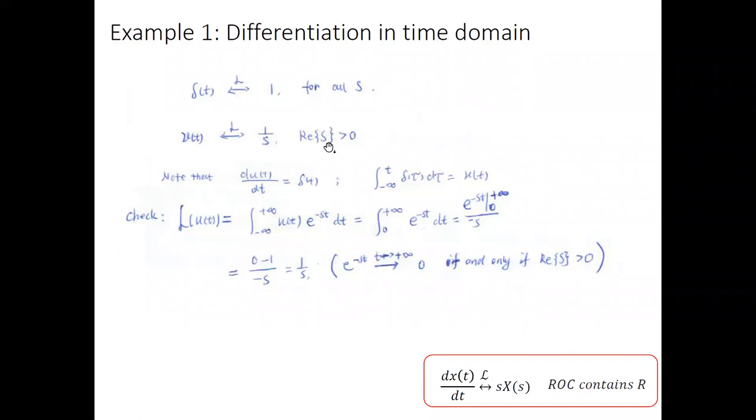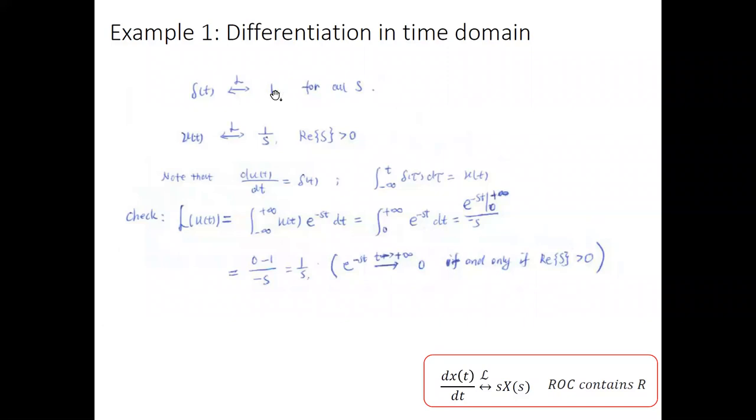And this region of convergence also avoids the case where the denominator is 0, so we can put it on the denominator without any problem. Now let's validate the differentiation property from this result. We know that delta is du/dt. So the Laplace transform of dx/dt is s times capital X. Delta is du/dt, so the Laplace transform of delta is s times 1 divided by s, which is 1. This is consistent with the differentiation property.